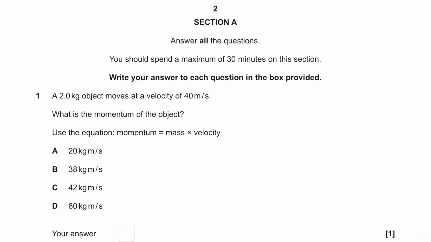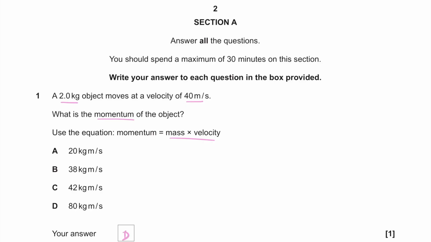In question number 1, we are given that a 2 kilo object moves with a velocity of 40 meters per second. What is the momentum? Mass times velocity. That's 2 times 40, so D will be the answer.